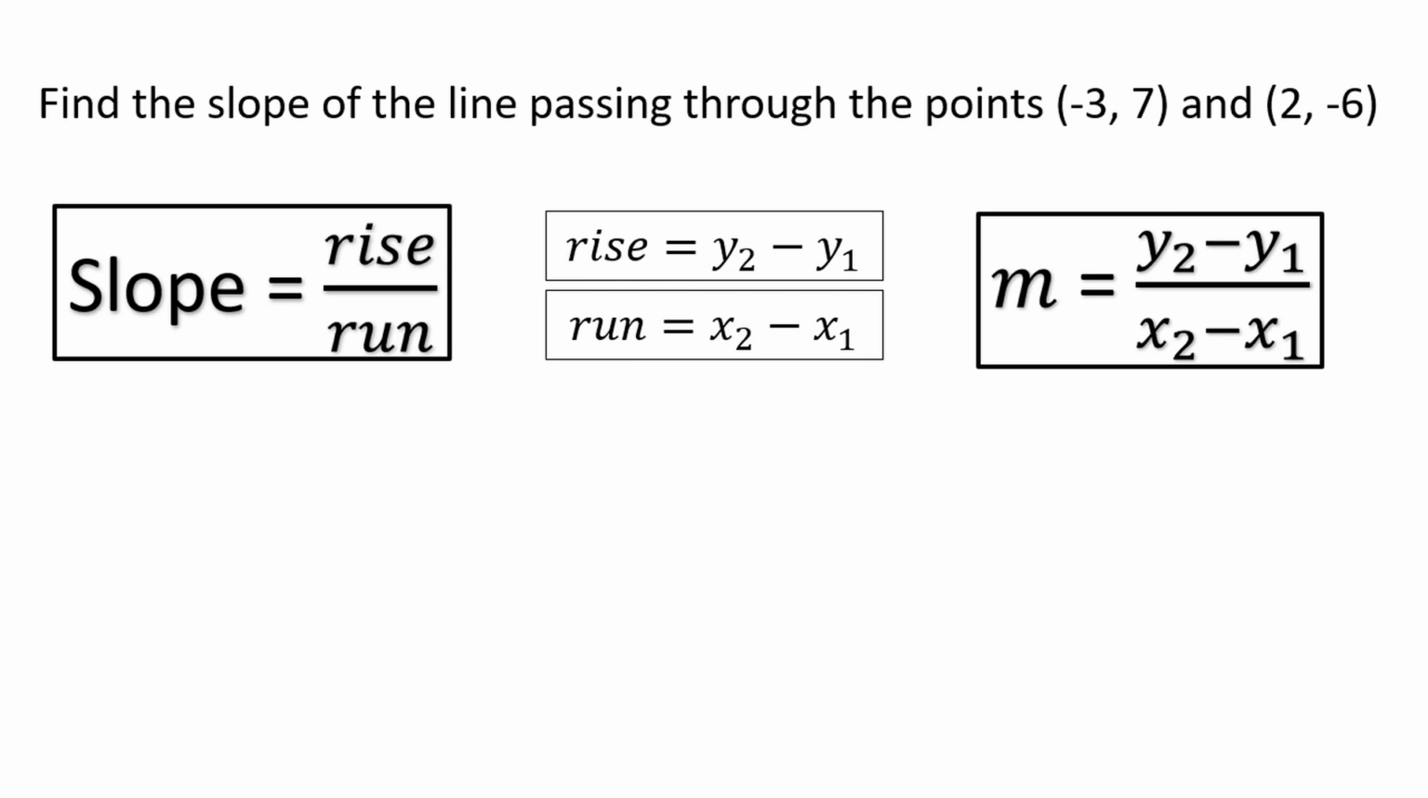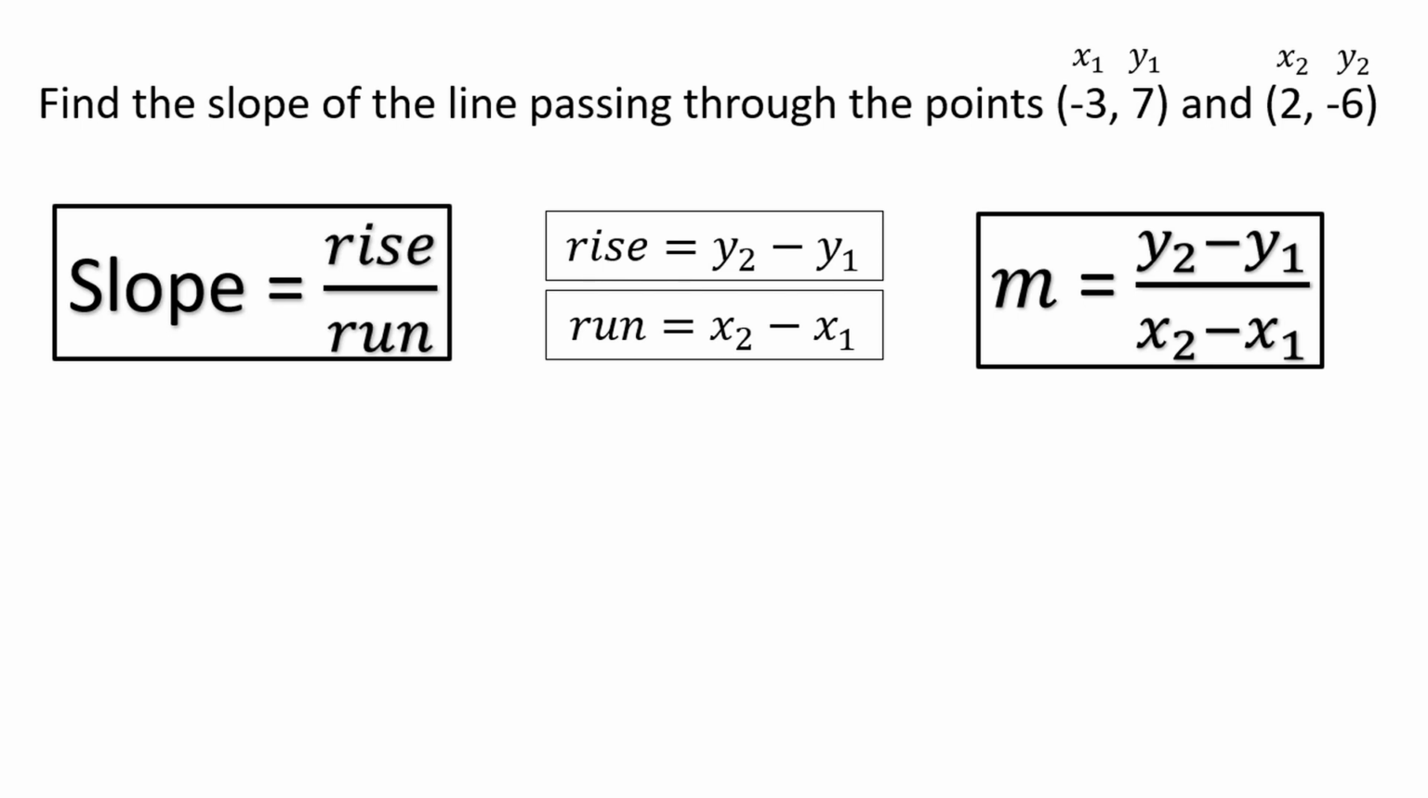Now let's apply our slope formula to this problem. We are given 2 points, negative 3, 7, and 2, negative 6. You must choose which point will be point number 1 and which point will be point number 2. It doesn't matter which point you choose, so the easiest way is just to let the first point listed be point number 1. Recall that when we see an ordered pair like this, the first number is the x value and the second number is the y value. Therefore, negative 3 is x1, 7 is y1, 2 is x2, and negative 6 is y2.